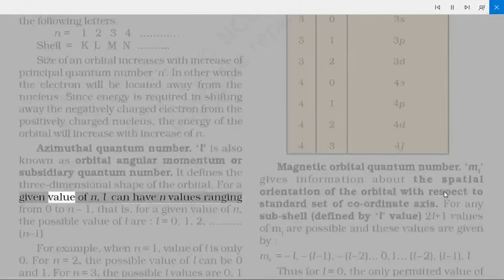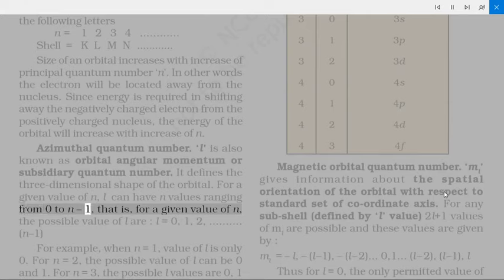For a given value of n, l can have n values ranging from 0 to n-1, that is, for a given value of n, the possible values of l are l equal to 0, 1, 2, ..., n-1. For example, when n is equal to 1, value of l is only 0. For n equal to 2, the possible values of l can be 0 and 1. For n equal to 3, the possible l values are 0, 1 and 2.